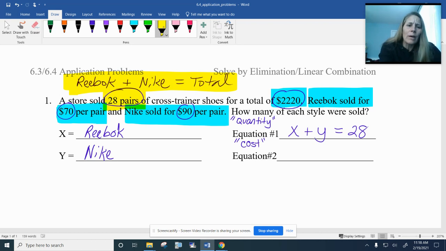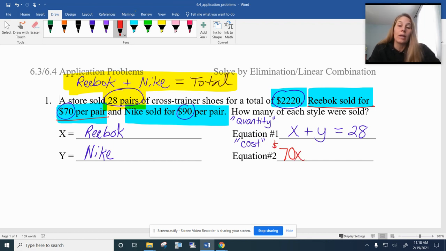So how would you figure out how much money they made selling Reeboks? Well, we know that they're $70 a pair. So I'm going to say 70 times X, because however many pairs we sold would be X, and we multiply that by 70. Then for the Nikes, those were $90 a pair, so that would be 90Y. And then our total that we made was $2,220.